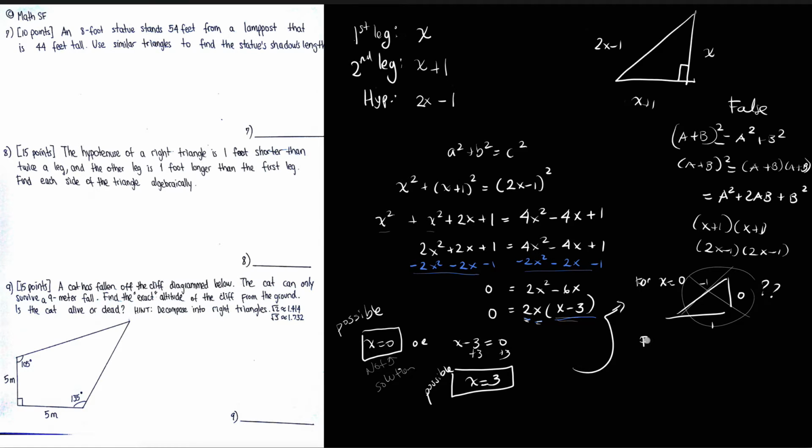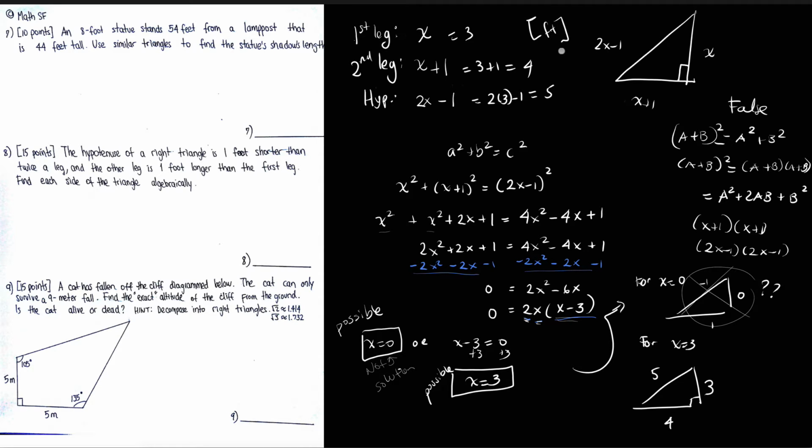Let's find that out. For x equals 3, what am I going to have for my dimensions? Let's see. The short leg is 3. Then x plus 1 is 3 plus 1, which is 4, right? And this is 2 times 3 minus 1, which is actually 5. So that's what my dimensions are going to be. And we're talking about feet, right? So all of this is in feet. I probably should have written feet here.